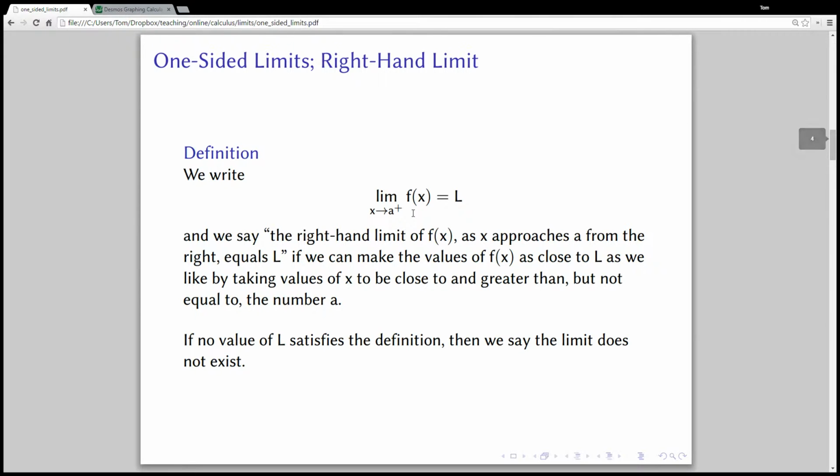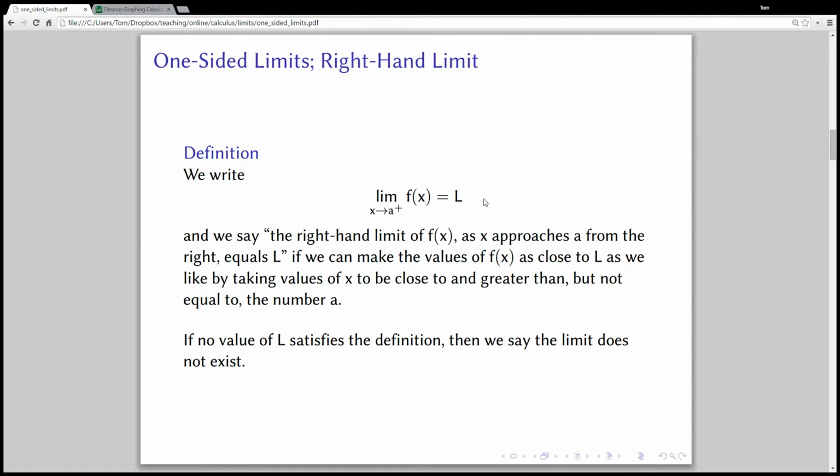We have a similar definition for the right-hand limit, and we distinguish it from the left limit and the two-sided limit with a little plus right here. Again, that plus has nothing to do with whether a is positive or negative. It means that we are only going to consider values of x that are on the right side of the number a and look at the limit there.